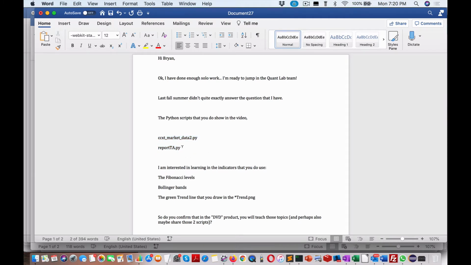So these coding scripts, they're proprietary. This one I have available in the course with a decent link on how to do it. And this one is, as I said, proprietary. It's just a report, builds out technical analysis charts. I'm interested in learning the indicators you do use: Fibonacci, Bollinger, the green trend that you draw in the trend PNG.